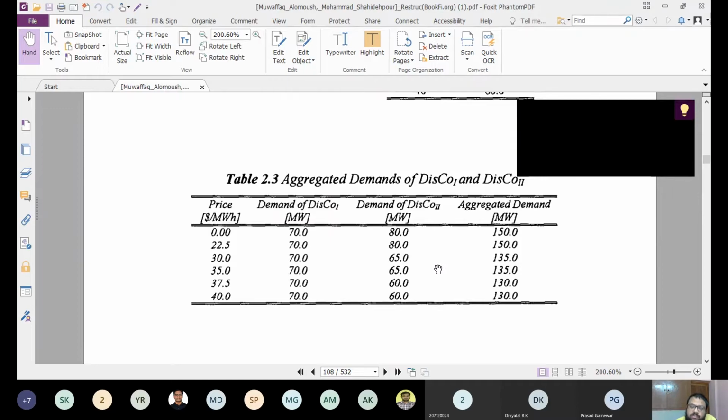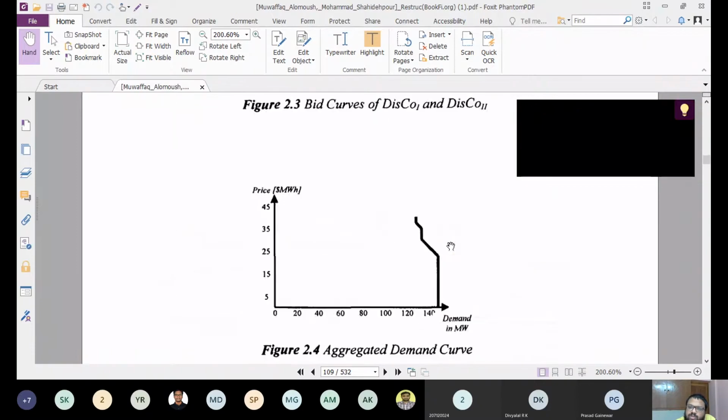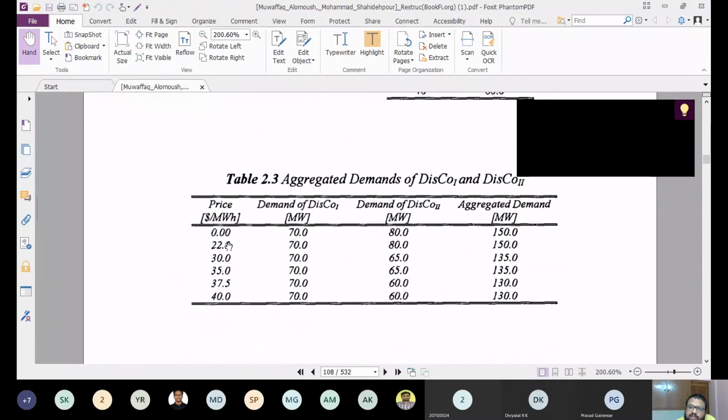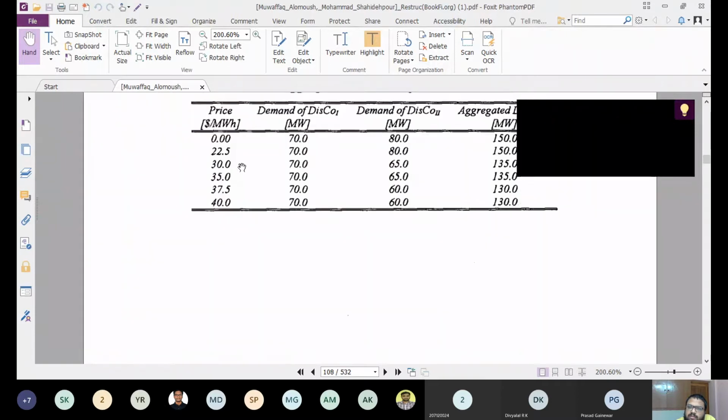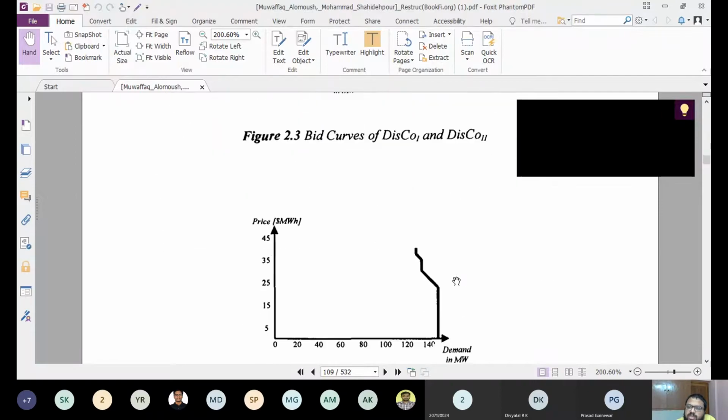Now we are going to draw the aggregated demand curve, the same way. So basically we have here the price range. The initial price range is from 0 to 22.5, where the demand is constant at 150. Okay, so we start with 150 on the megawatt axis and 0 to 22.5. Now from 22.5, where is the next price hike? The next price hike is at 30, and at 30 there is a decrease in demand, 15 megawatts. So that is what is shown here.